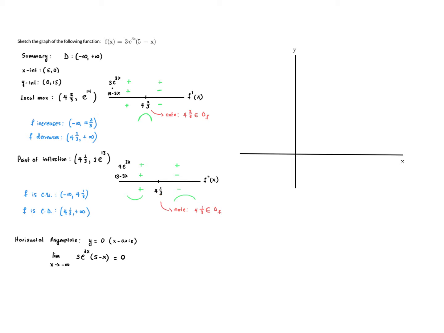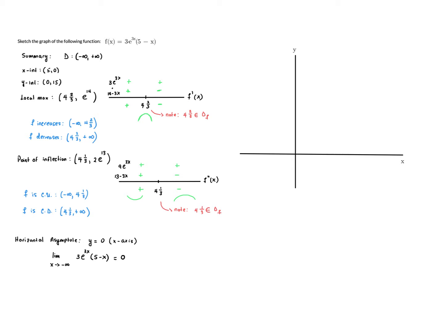On the left of this value, we got that the second derivative was positive. That means concave up in this interval. And on the right part of 4 1/3, we got that the graph is concave down. So that's what we stated over here.